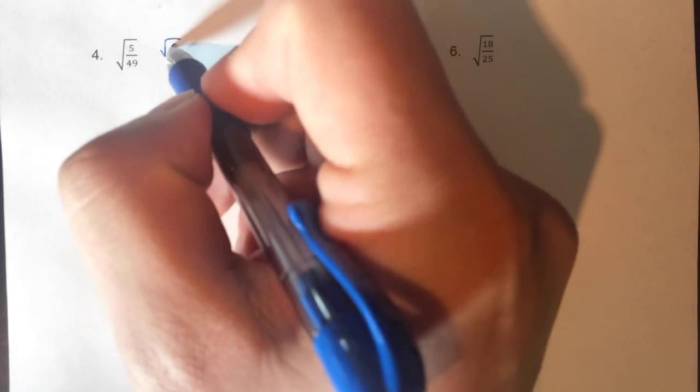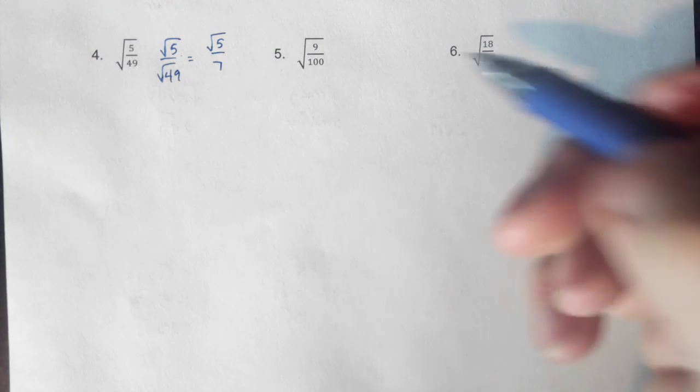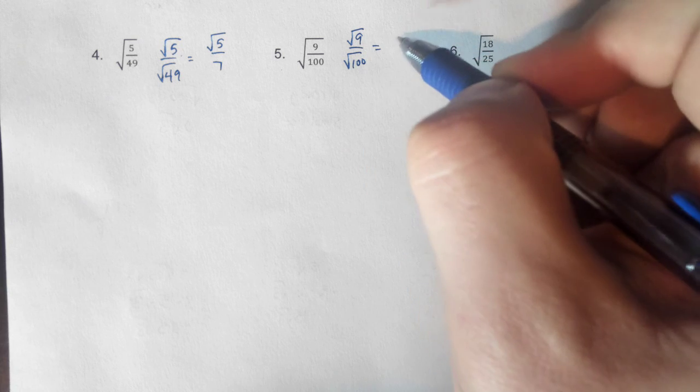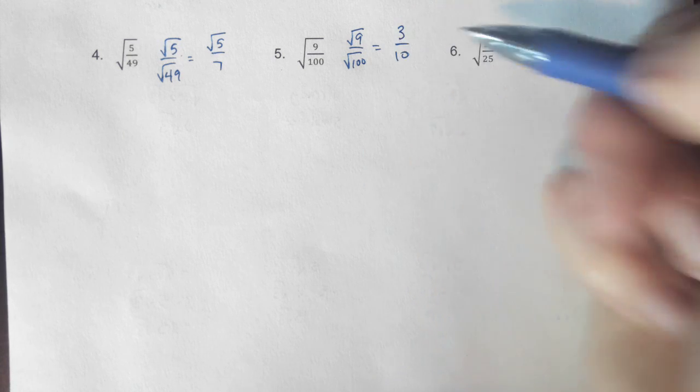Let's look at 4, 5, and 6. If you want to pause the video and try them, that would be fine. We can compare answers. They're a lot like 1, 2, and 3 up above. Otherwise, here we go. We'll see how you did. Square root of 5 on top, square root of 49 on bottom. That's just the square root of 5 over 7. Number 5, you've got the square root of 9 on top, square root of 100 on bottom. They're both perfect squares, so that would be simplified to 3/10.